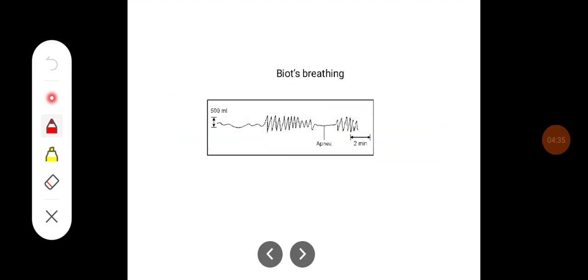So here, this is the respiratory pattern which is seen in Biot's breathing. There will be a phase of apnea, which is followed by normal regular breathing. Again, it will be followed by apnea, and again normal breathing.